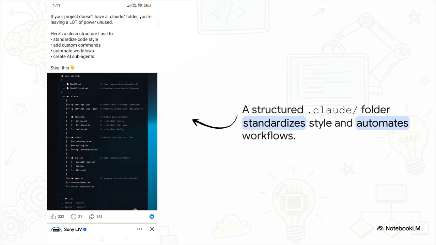And this visualizes the next level of organization perfectly, a dedicated Claude folder. Now, this isn't just about being neat. This folder is the central nervous system for your AI. It's where you're going to store your style guides, your custom commands, and, as we're about to see, the personas for your specialized AI team. This structure is the absolute key to true automation.